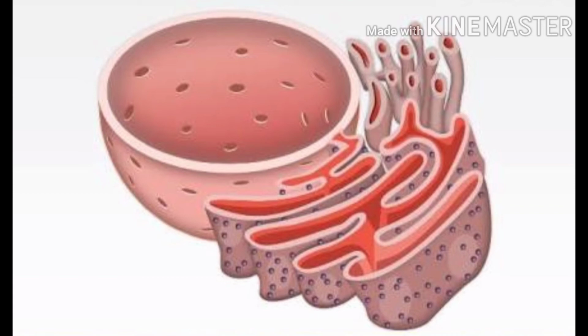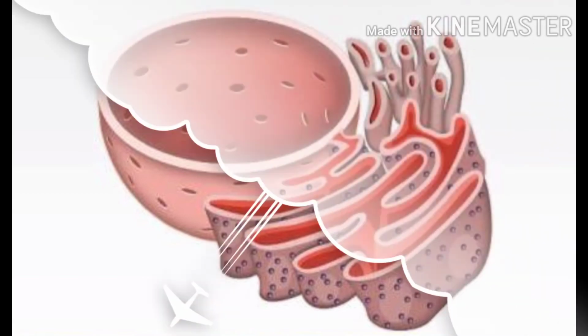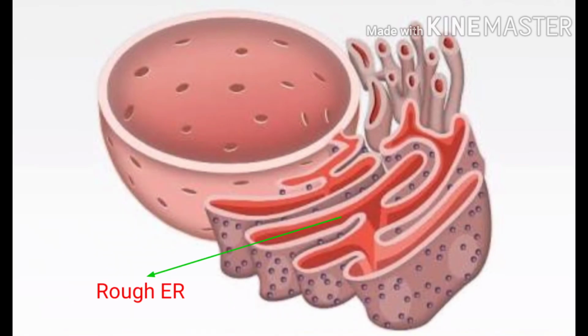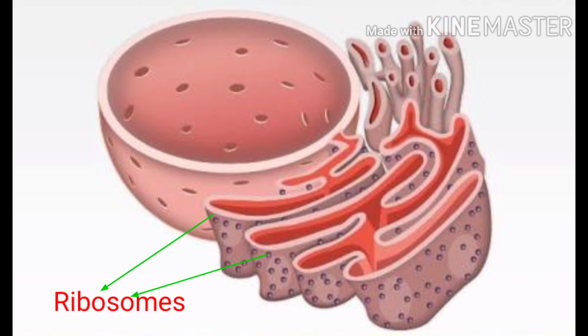Let's turn towards the rough endoplasmic reticulum. The rough endoplasmic reticulum has ribosomes attached to it. Ribosomes are small little things that produce food. It actually produces proteins. Proteins are used in the cell as food. Here is a picture of ribosomes. I think we have learned enough about the endoplasmic reticulums. Should we move to the next cell organelle? Yes, we should go.